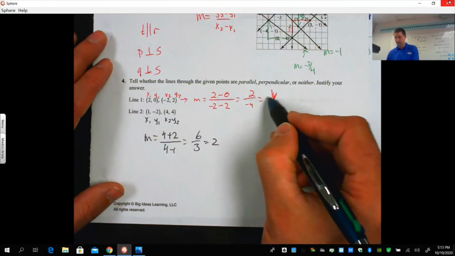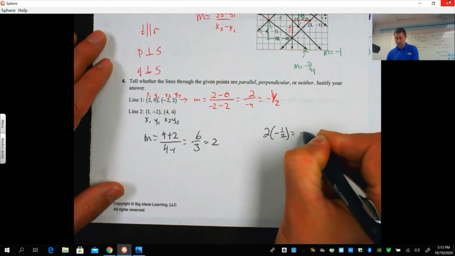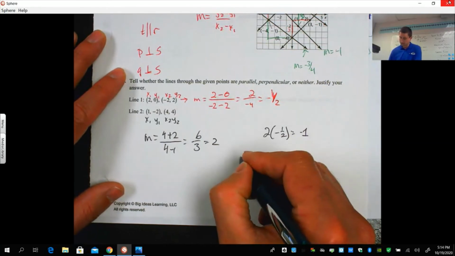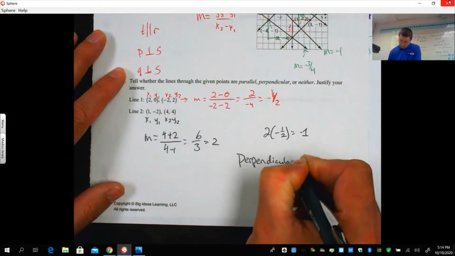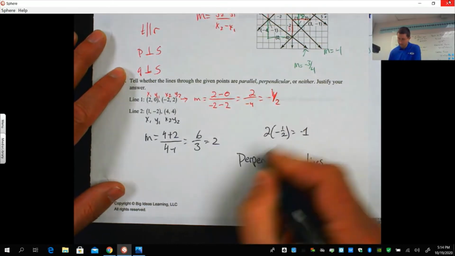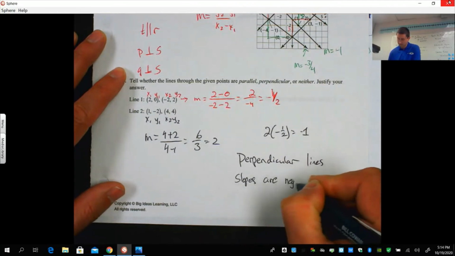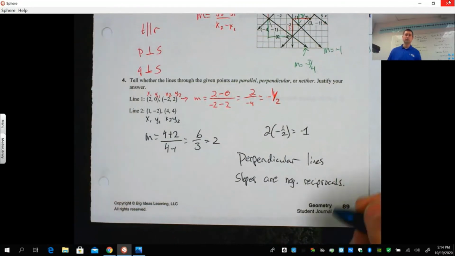So you notice we have negative 1/2 and we have 2. If I take 2 times negative 1/2, I get negative 1. So when I multiply the slopes, I get negative 1. These are perpendicular lines. We could just say slopes are negative reciprocals. Or you can say the product of the slopes is negative 1.